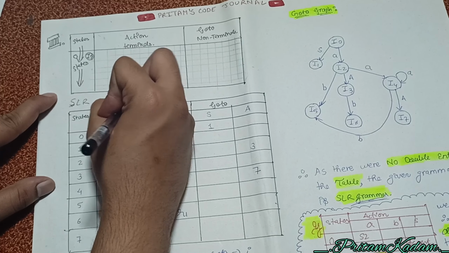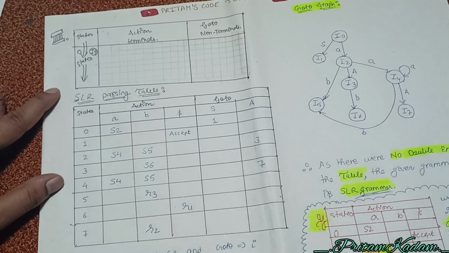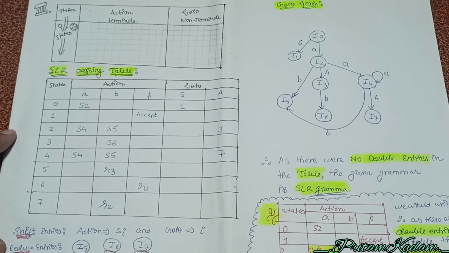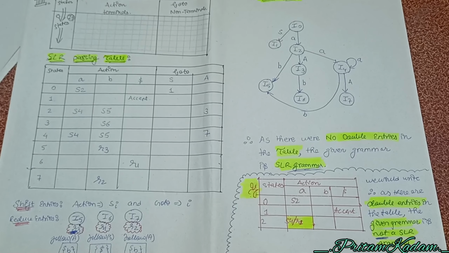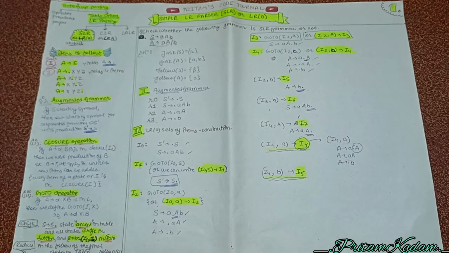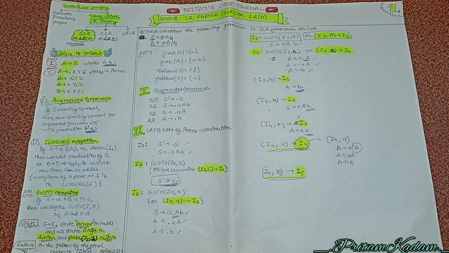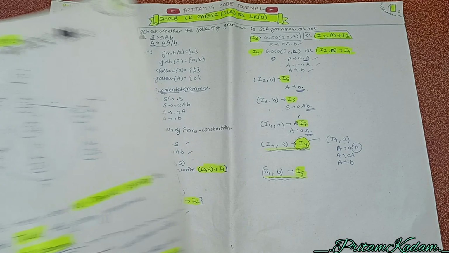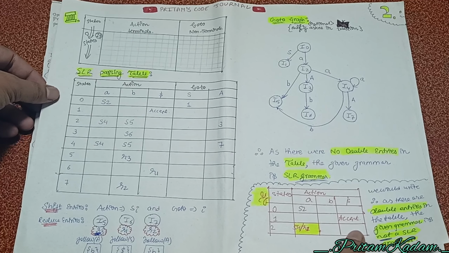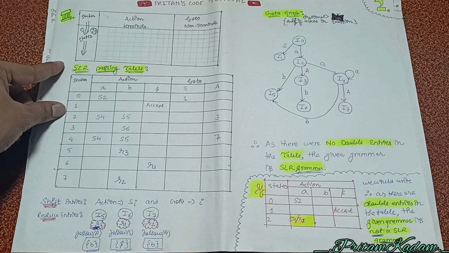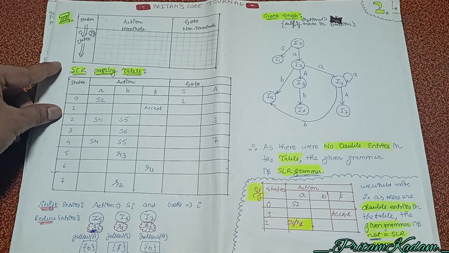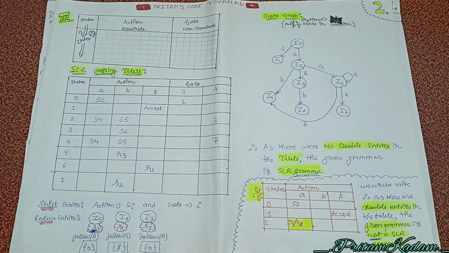Okay, so let me write SLR parsing table over here. I have highlighted the important stuff. Okay, so let me just zoom out this, and we will see the first sheet and then the second one. So if you want to take a screenshot, you can take one. We just found the first and follow, then we wrote the augmented grammar, and then found the states. Then we had the SLR parsing table. Then we entered the values of the shift entries and the reduce entries. Then we made the goto graph, and then as there were no double entries in the table, what we wrote was, as there are no double entries in the table, the given grammar is SLR grammar.